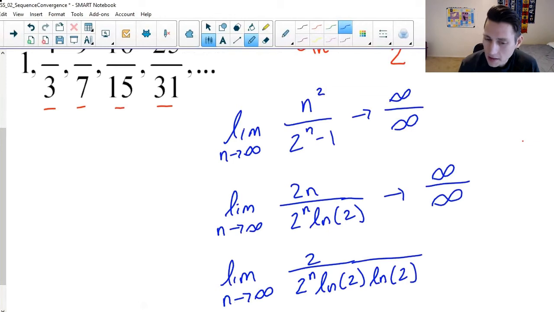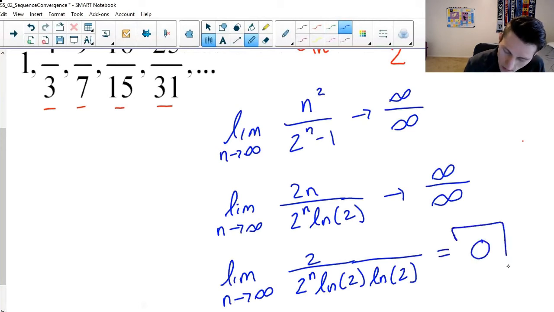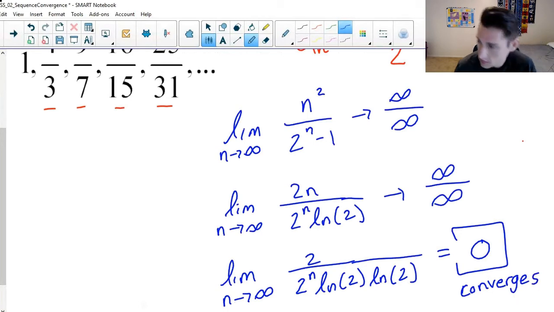Numerator is staying the same now. The denominator will still go to infinity. So this limit is 0. Nice. Good stuff.